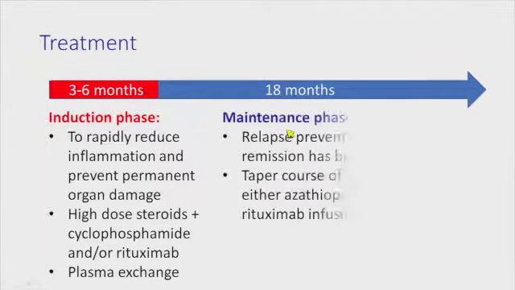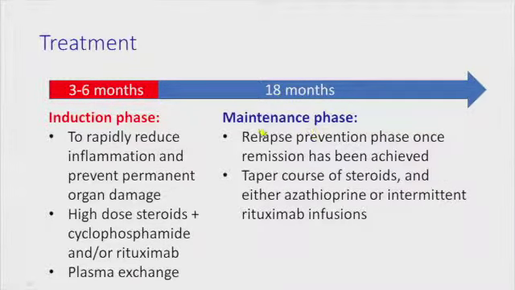So normally the second phase, the maintenance phase, classically lasts 18 months. This is very variable, and some patients need treatment for a longer time, especially if they have any signs of relapses. The maintenance phase goal is basically to prevent relapses once remission has been achieved. So we want to keep the disease quiet without giving any signs of active inflammation, just to prevent damage. And this is normally achieved by tapering the steroids that we started at very high dose at the beginning.